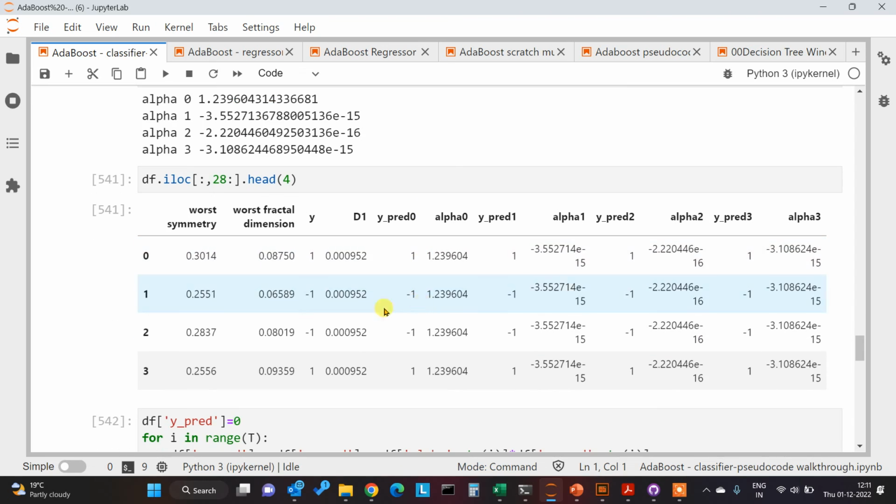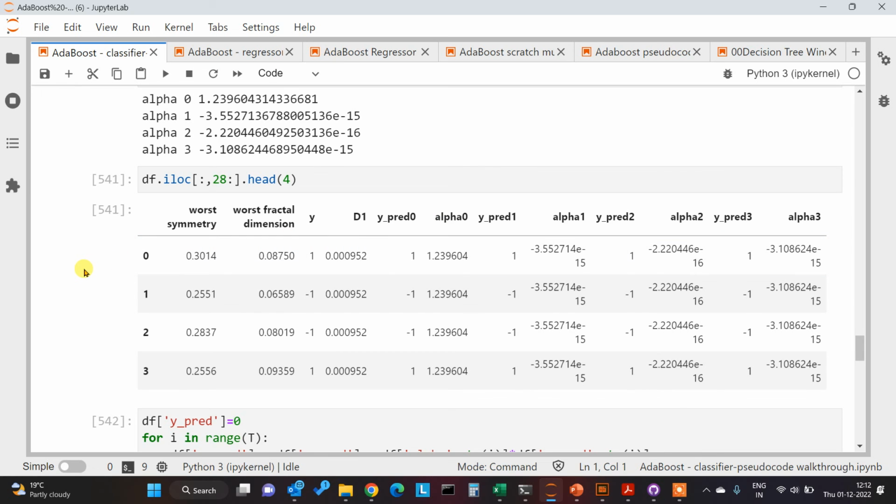And you can see here our data set now would contain actual y and the weight, then predicted value of our first model, alpha of our first model, predicted value of the second model, alpha of our second model, and so on and so forth. So the data set now contains predicted values of each model and the alpha values of those models.